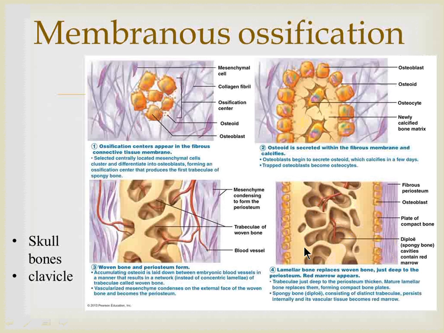So this is where all of the spongy bone is present. On the outside, a thin layer of compact bone develops. Remember I told you the sternum and all flat bones are spongy on the inside, but they have a thin layer of compact bone on the outside. So you can see this is where the thin layer of compact bone will be present. It will replace that spongy bone, so that it gives it strength. Otherwise, it would break very easily. So this is how membranous ossification occurs.